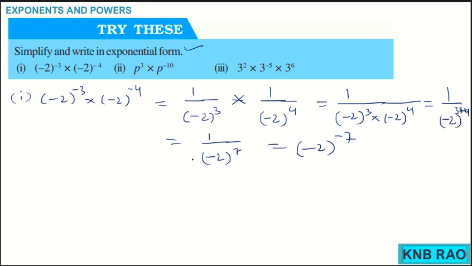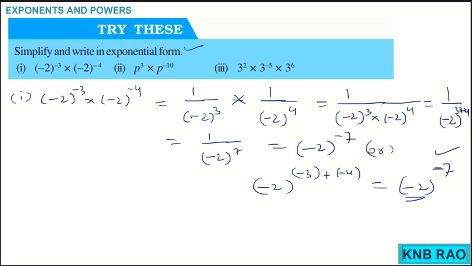Children, next, using the law, can we write straight away minus 2 whole power minus 3 added to minus 4? It implies minus 2 whole power minus 7, since minus 3 added to minus 4 becomes minus 7. Straight away, using the law, we can do it.